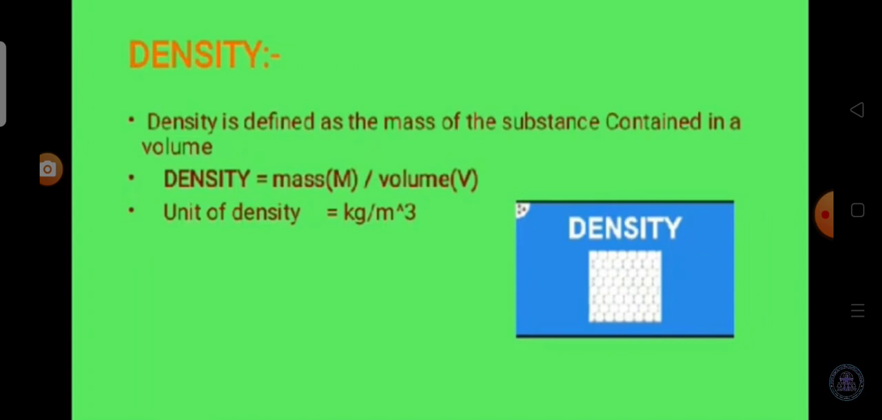Now we see the next new topic, density. What is density? Density is defined as the mass of the substance contained in a volume. So density is equal to mass by volume. So the SI unit of density is kilogram by meter cube.